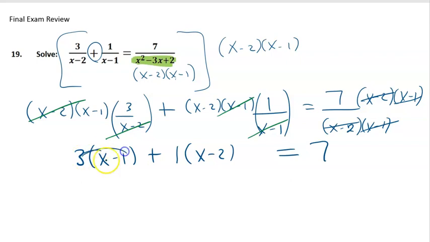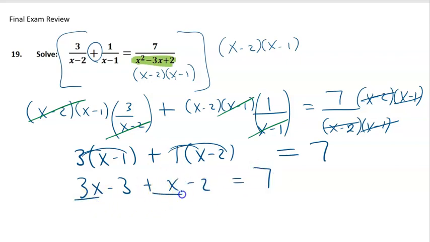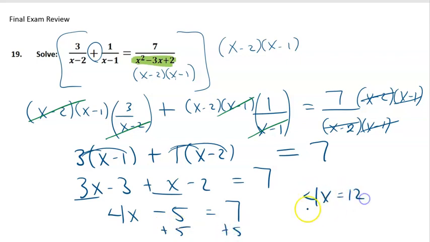So what now? Distribute. That's 3x minus 3 plus, distribute, x minus 2 is equal to 7. Then next, what do I do? I add like terms. 4x minus 5 equals 7. Y'all, this is a two-step equation. You're supposed to add 5 to both sides, right? It gives me 4x is equal to 12, and then divide both sides by 4, and that gives me x is equal to 3.